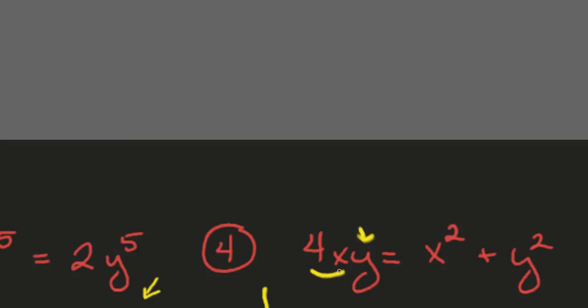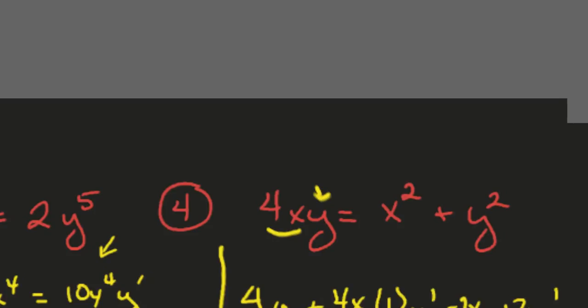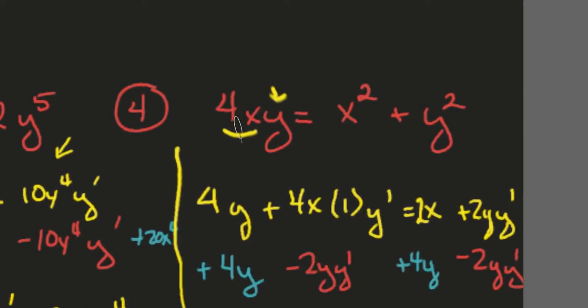So this is the last problem. Go ahead and pause it and try it. You should notice that this is a product, so you're going to need the product rule. 4x is going to be my u, y is going to be my v, or g of x and f of x. So if you did that, you would derive the 4x to get 4, y no change. Since I didn't derive it, I don't put a y prime. Plus 4x times derivative of y is 1, and then times y prime. Equals 2x, 2y, y prime.